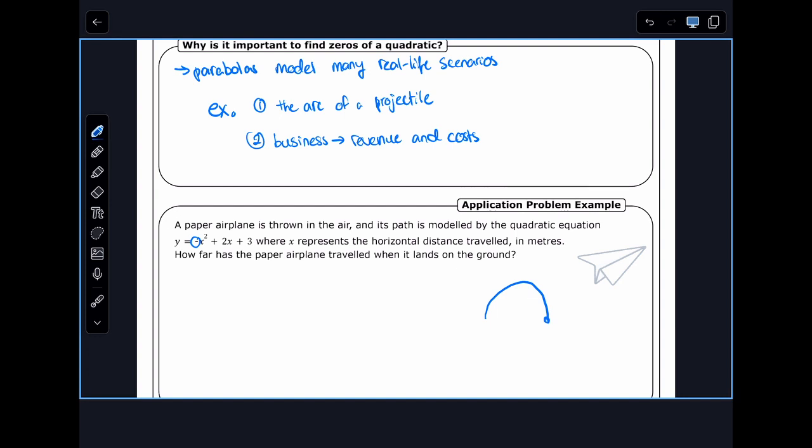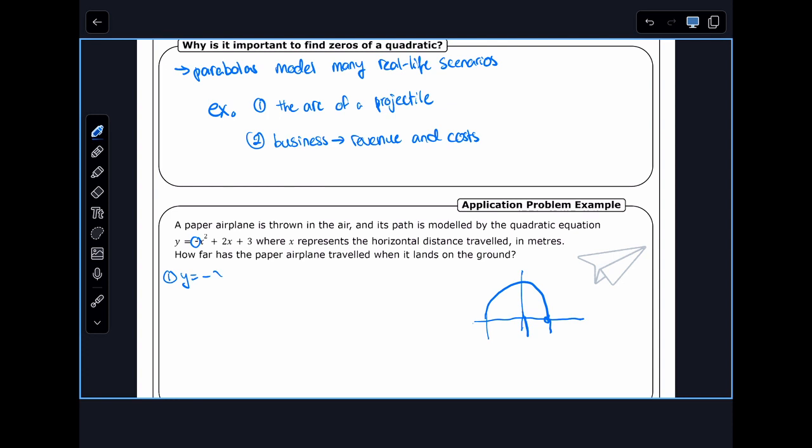So that's how you can visualize it. And then to find it mathematically, it's going to be exactly what we did on the last page. We have the quadratic equation. We have the model of the flight of the paper airplane in standard form. And in order to find the zeros easily, we're going to want to convert this to factored form.